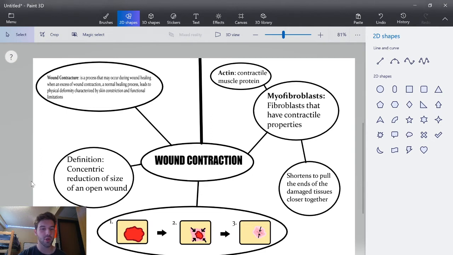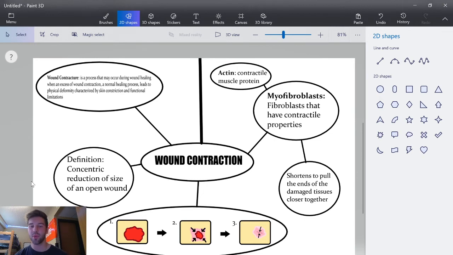So we know it's concentric reduction of size of an open wound. So how does that go about healing and closing that wound? Well, we start off with myofibroblasts, which are on the marginal ends of the wound, and they kind of come together. Myofibroblasts are fibroblasts that have contractile properties, and they get these contractile properties from actin, which is a contractile muscle protein. And like I already said, myofibroblasts are on these marginal ends, and they shorten to pull the ends of the damaged tissues closer together. And this kind of like seals the wound.